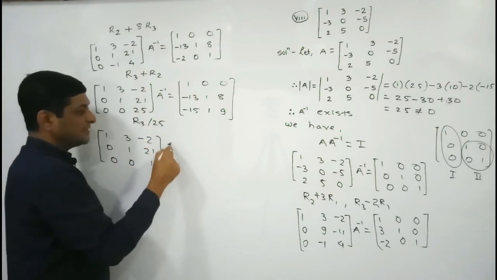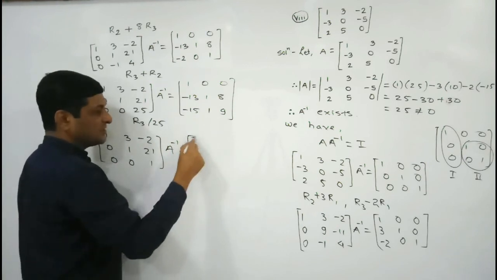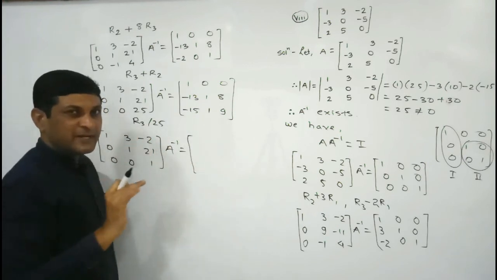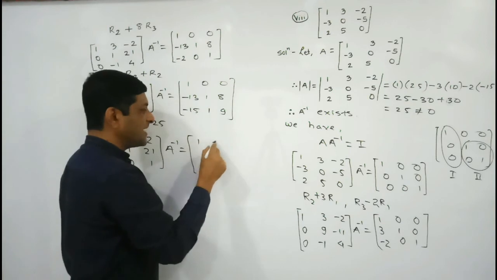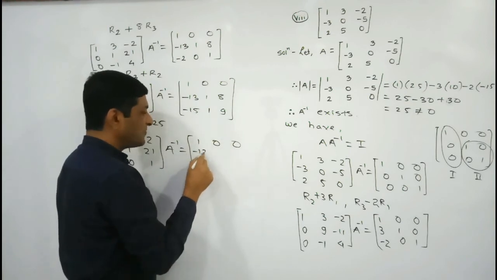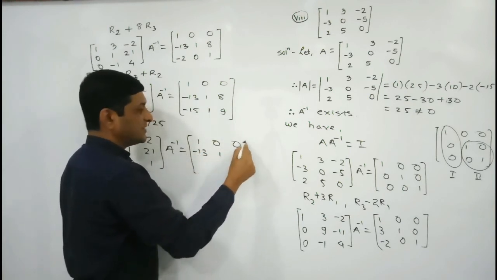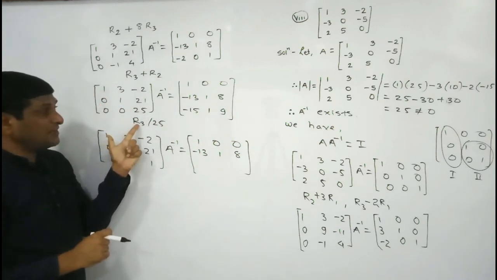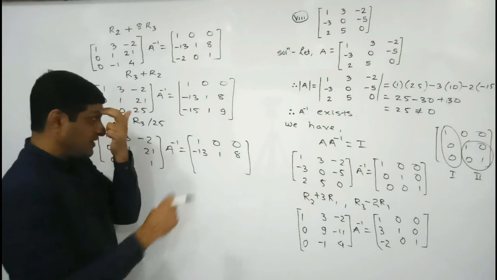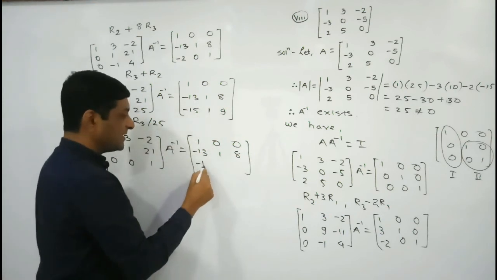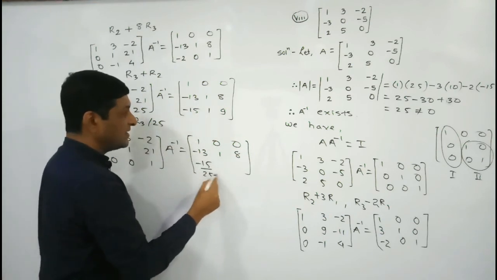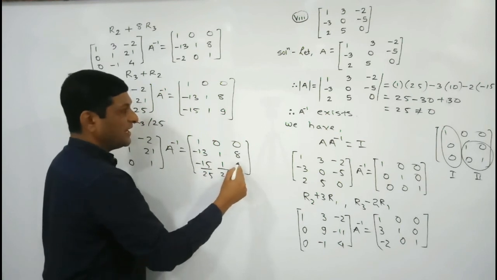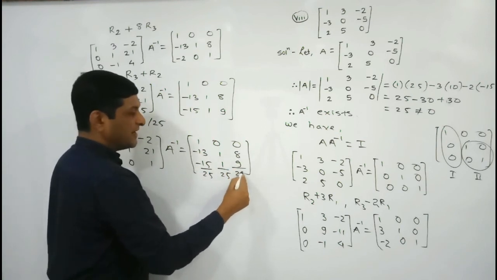On this side perform the same operation. Since our operation is on the element of R3, keep the element of R1 as it is and the element of R2 also as it is. Now we are dividing the element of R3 by 25. So divide by 25, what will we get here? Minus 15 upon 25, here 1 upon 25, and here 9 upon 25.